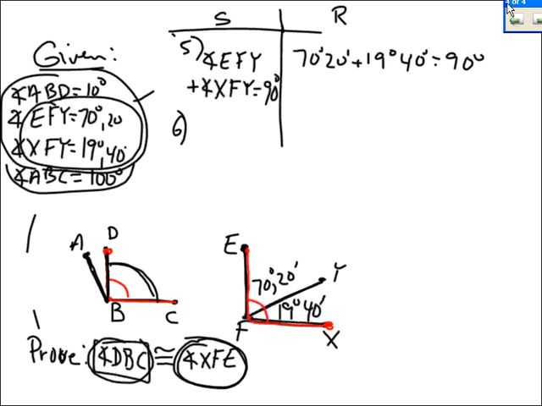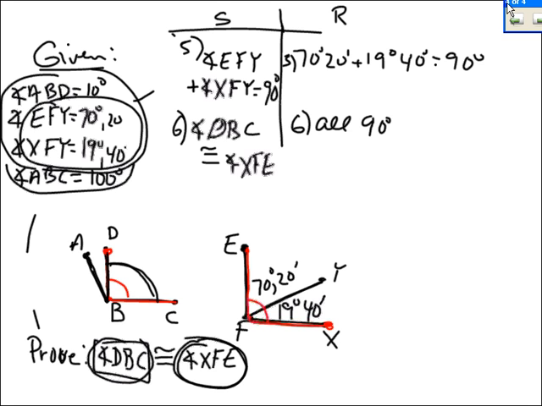Number 6. Angle DBC is congruent to angle XFE. All 90-degree angles are congruent. So yes, those two angles are congruent to one another because they both equal 90 degrees.